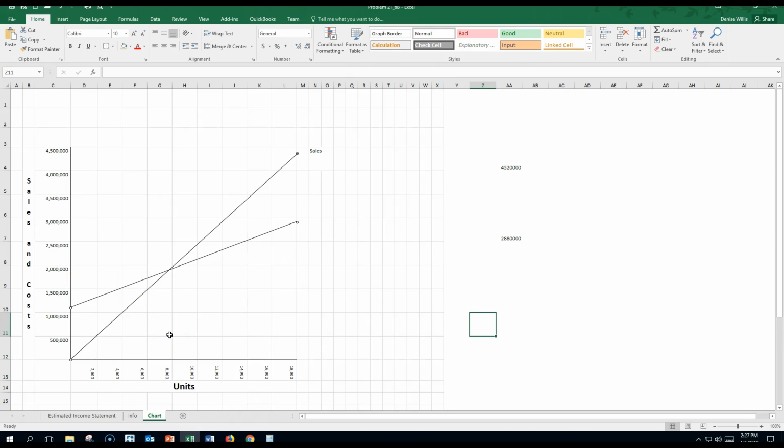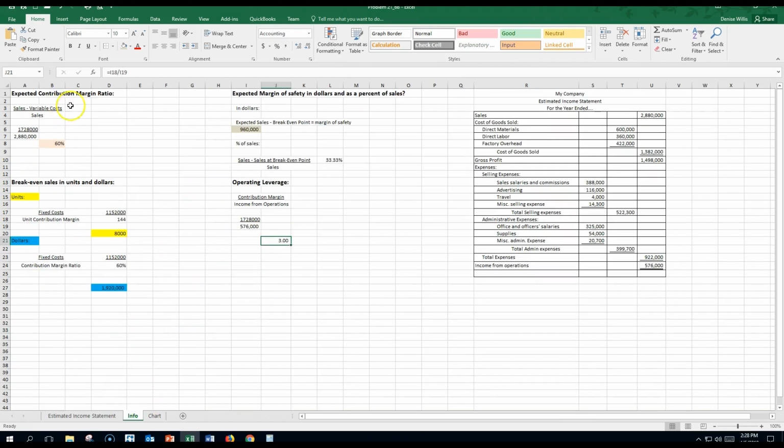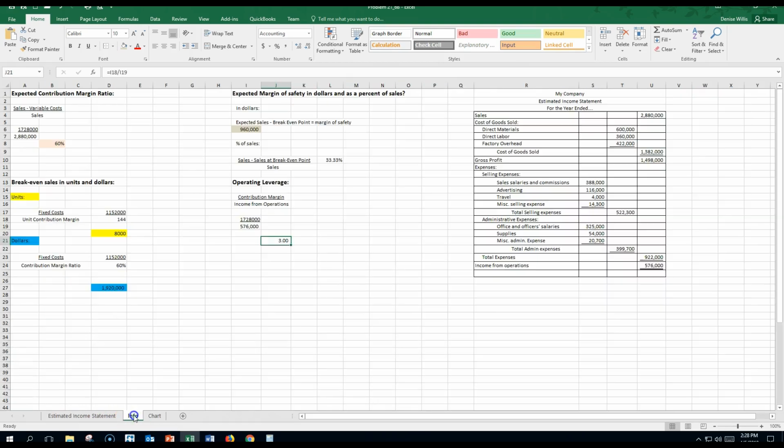So I think that we've done everything. Let me just double check here. We have the income statement. Again, right here. We have the other information asked for, the expected contribution margin ratio. Here's our break-even in units and in dollars. Here is our break-even chart. And then coming back over to here, we've finished out the rest of it, expected margin of safety in dollars and as a percent of sales and operating leverage.